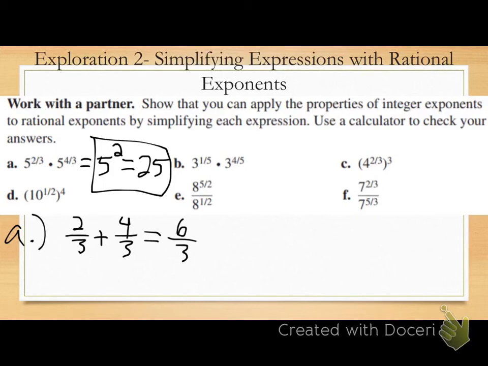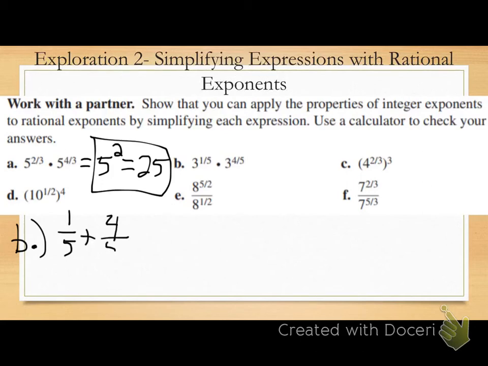We're ready to start going through these? Okay. Letter B. Multiplying two things, do they have the same base? Yeah, so if they have the same base and they're being multiplied, what can I do with the exponents? Add them. So I have 1/5 plus 4/5. Do we have a common denominator? Yeah. So I can add the numerators. What's 1 plus 4? 5. What's my denominator? 5. What's 5 divided by 5? 1. So 3 to the 1/5 power times 3 to the 4/5 power is 3 to the what power? First power. What's 3 to the first power? 3.